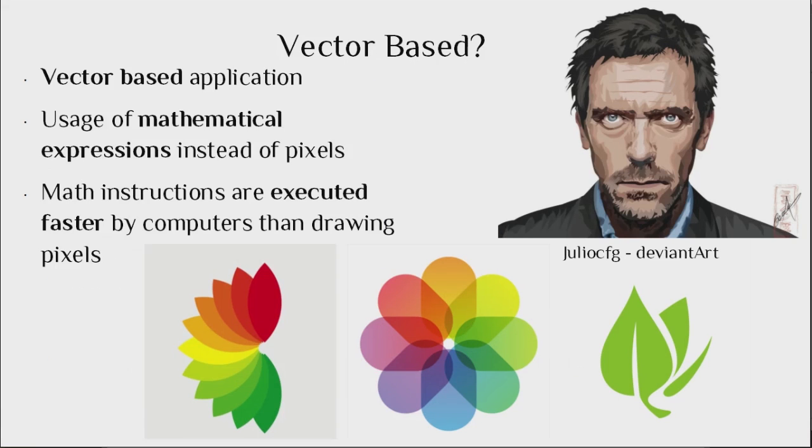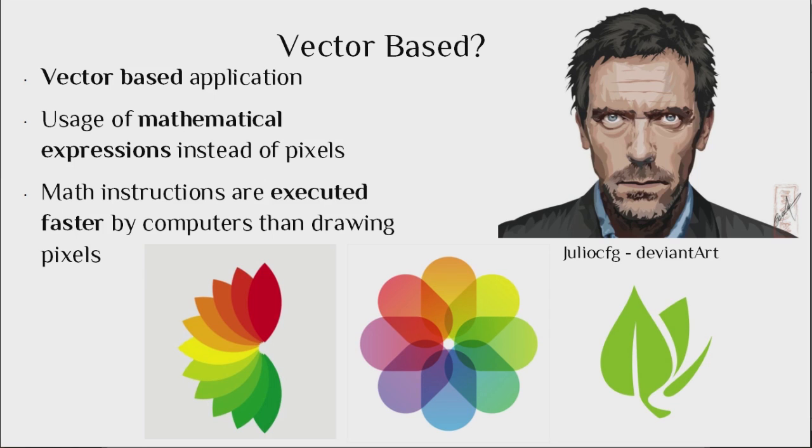So what is vector based? As you can see, I have a piece of art from Julio CFG from DeviantArt. It is of Dr. House, pretty good TV series by the way, House MD. You can see it's vector art. What that means is that if you scale it about 20 times, it will stay the same, it won't get blurred. So that is the power of Illustrator applications and vector images.